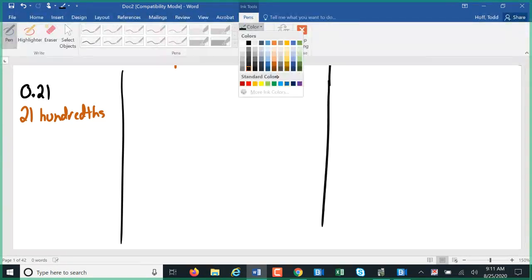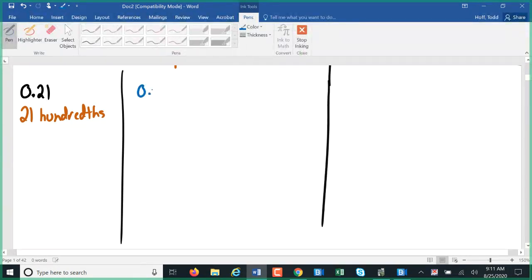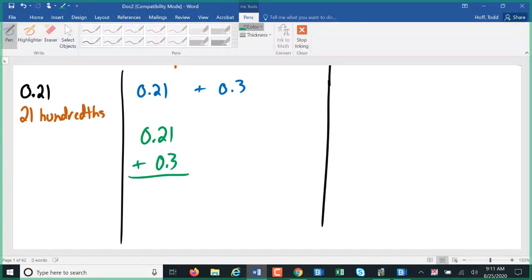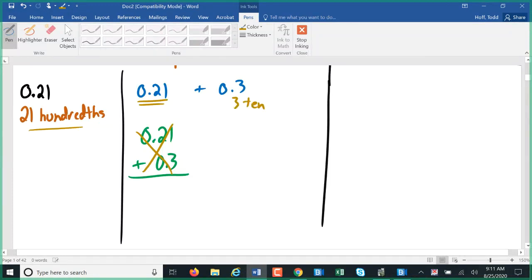So if I go to add 0.21 plus 0.3. Is that going to work the way I have it written there? No, it doesn't. The reason why, well, this is 21 hundredths, as we said. This is 3 tenths. They have different names. Fortunately, I can rename this by just putting a 0 on the end. Now it becomes 30 hundredths.